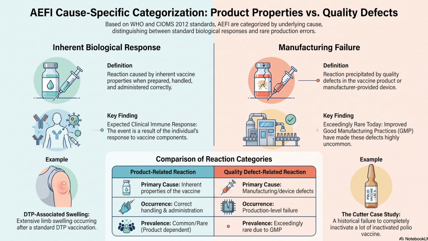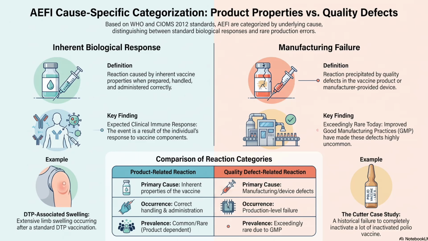Cause-specific classification. According to WHO and CIOMS, AEFI can be divided into 5 major categories based on causality. The first is vaccine product-related reaction. These reactions occur because of the inherent properties of the vaccine itself, even when it has been manufactured, stored, and administered correctly. Examples include fever after DPT vaccination or extensive limb swelling.